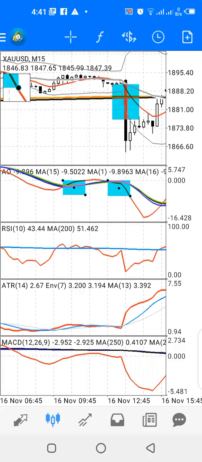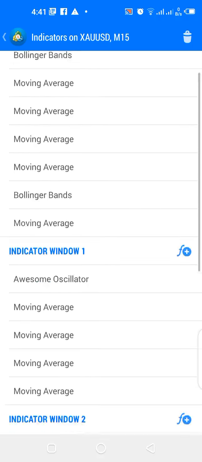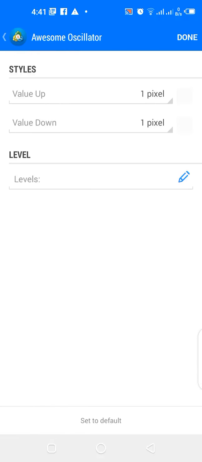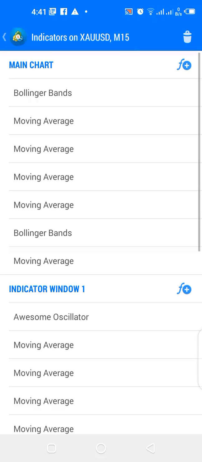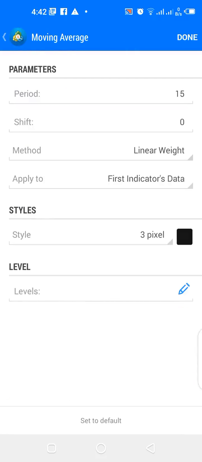Let's look at the settings for indicator window 1. We have awesome oscillator, no color. Still on indicator window 1, we have moving average, period is 15, method is linear weight, applied to first indicator's data, and the color is black.